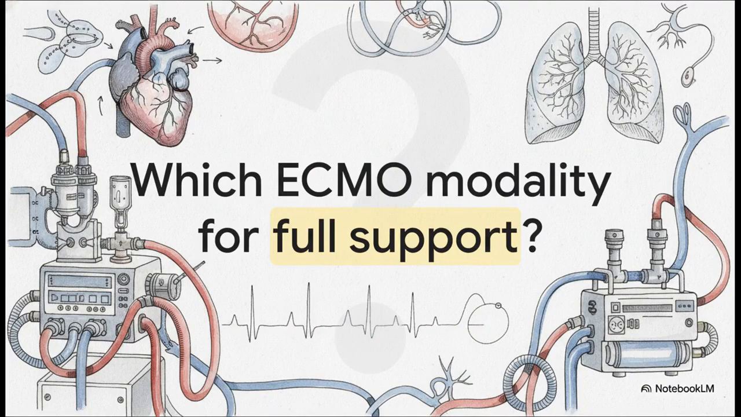On to question 17. A patient develops severe biventricular cardiogenic shock and acute respiratory failure following a massive structural cardiac event. The medical team decides to initiate extracorporeal membrane oxygenation, or ECMO. Now, think carefully here. Which modality must be chosen to provide full mechanical circulatory support for the systemic organs? A, veno-venous ECMO, B, veno-arterial ECMO, C, portal mesenteric ECMO, or D, isolated pulmonary artery venting? Does this patient just need oxygenation or full hemodynamic pumping power?